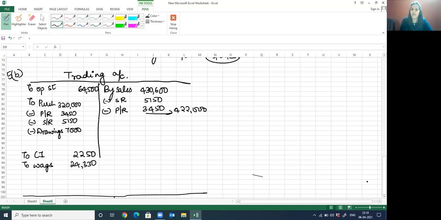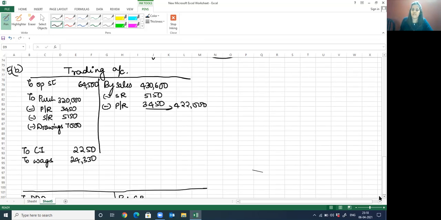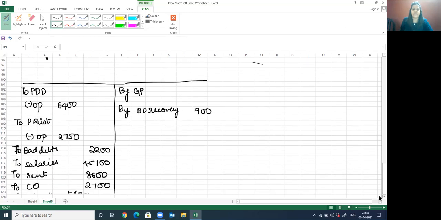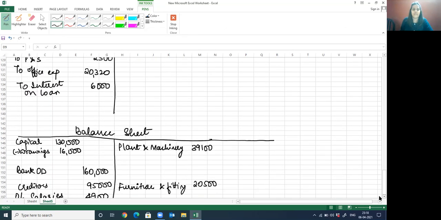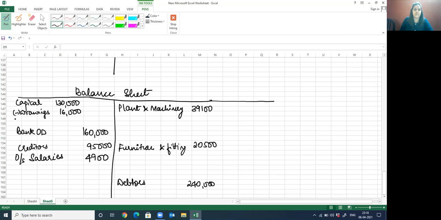24,330. And in drawings in the balance sheet, we need to add it. So further drawings of 7,000. Okay. Then create a provision of 5% on doubtful debts and 2.5% on PDD, provision for discount also.